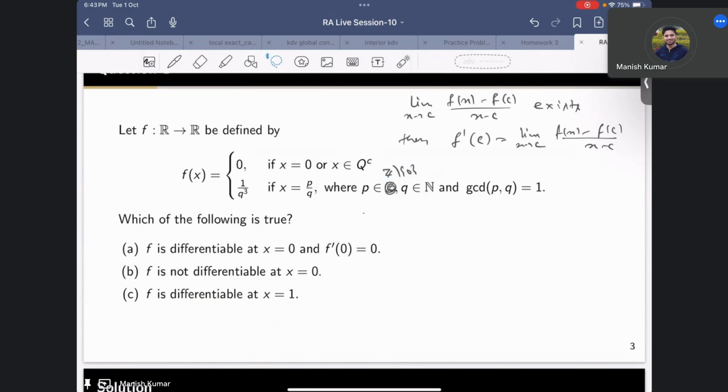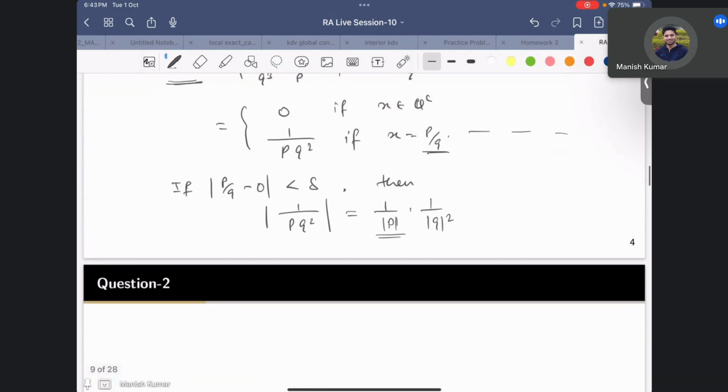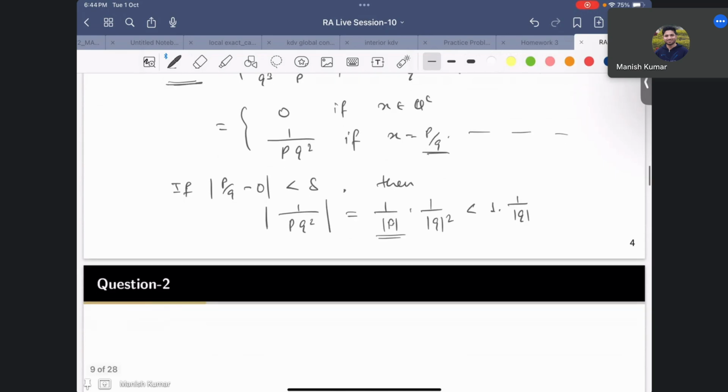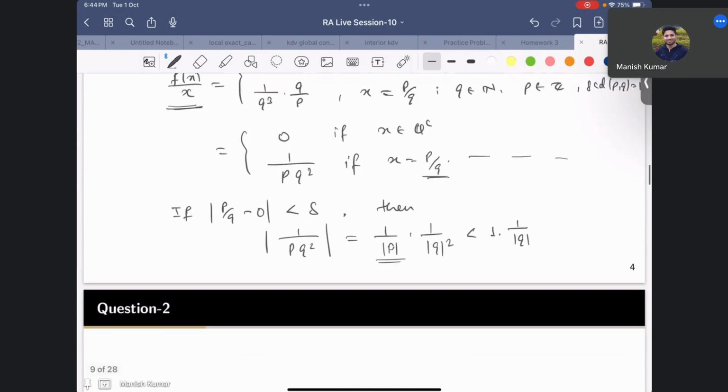Now since p belongs to Z minus 0, I can say that mod p is always at least 1, so 1 by mod p is at most 1. Similarly with q. So ultimately this is less than 1 by mod q. I'll keep 1 by q over here, and the rest I'll just bound by 1. Okay, now from here you can observe that this 1 by q is less than delta by mod p, right? Or you can do it here itself, it's not a problem. So maybe let me write in this way, that would be a better thing to write.